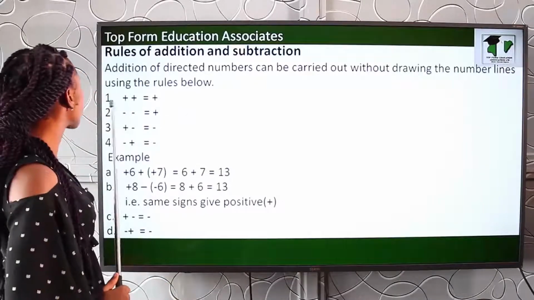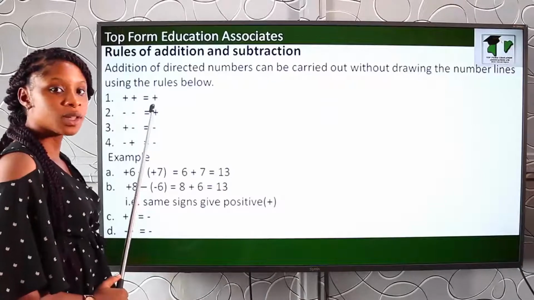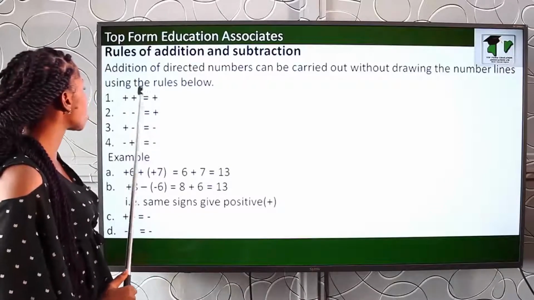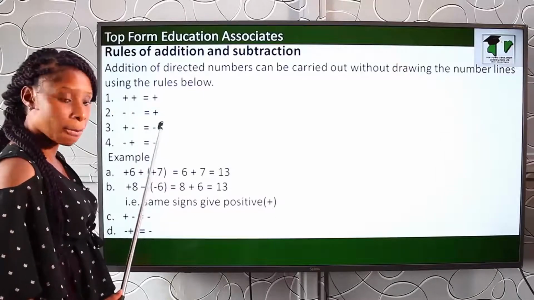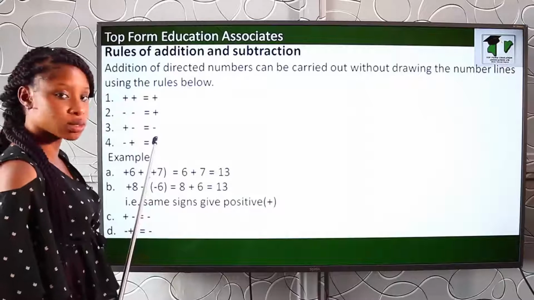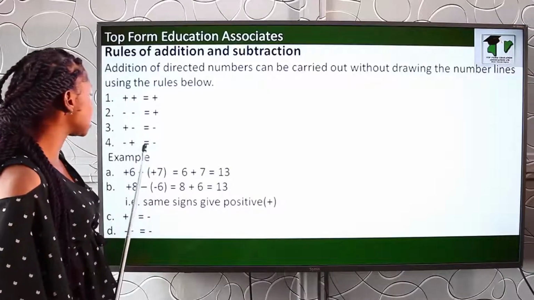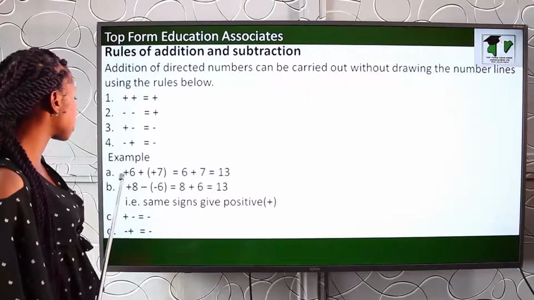Now, the first rule says plus and plus is equal to plus. Number 2 rule says minus and minus is plus. And plus and minus is minus. Minus and plus is also minus. Okay, let's look at some examples.